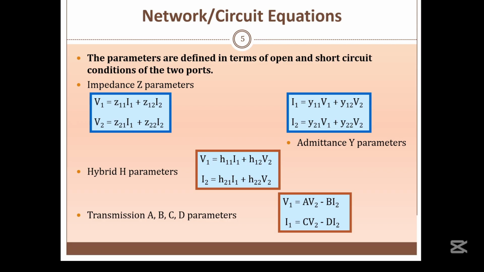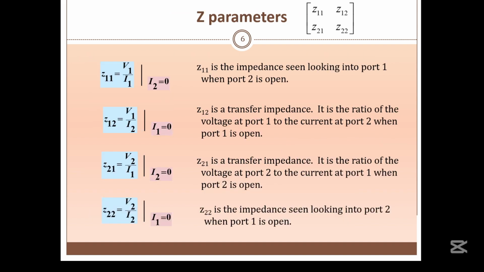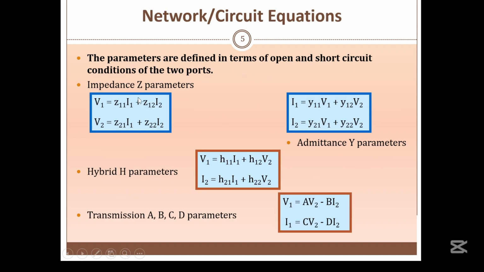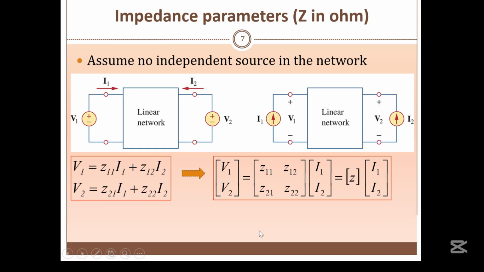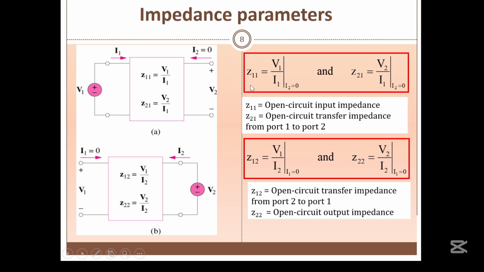I2 equals 0 means what in terms of circuit? This was in terms of the equation. We know I need to make I1 zero to find Z12 and Z22, and I need to make I2 zero to find Z11 and Z21. But I2 zero means port 2 is open, and I1 zero means port 1 is open. So when you want to calculate the Z parameters, you will open circuit. For example, to find Z11 and Z21, you will open the port 2. Port 2 will be opened.